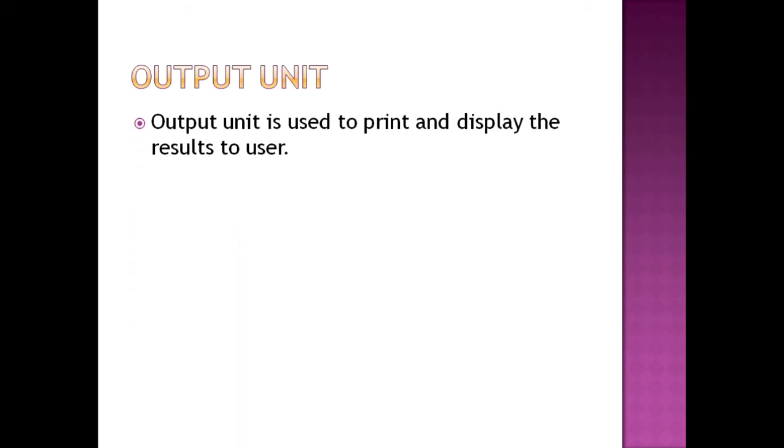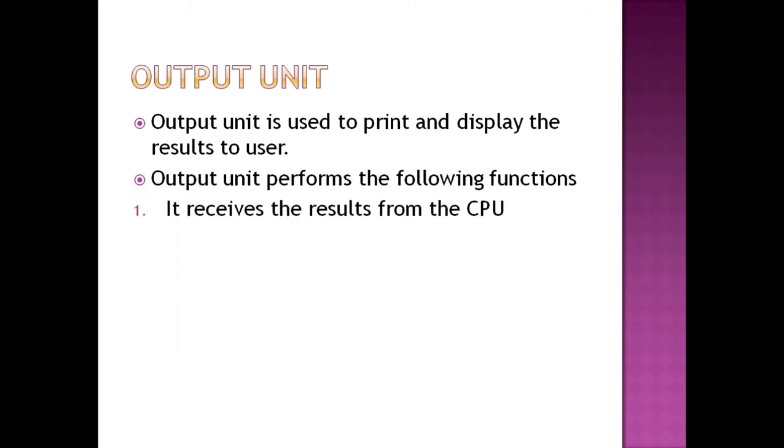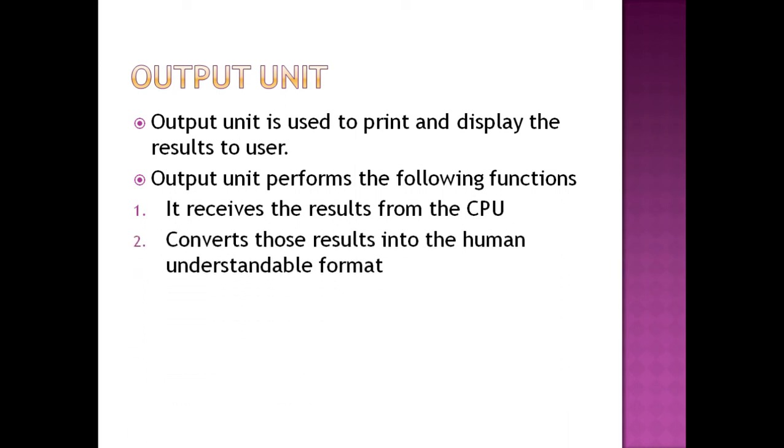So output unit, what is the functionality of an output unit? It is going to actually display the information to the user. Right. So what are the functionalities? Let us go through that. The main function is that first it's going to receive the results from the CPU. Then it's going to convert those results into the human understandable format. Then it's going to supply that converted results back to the user.